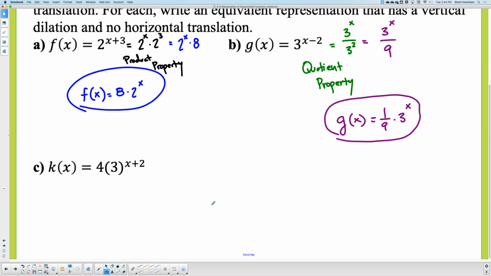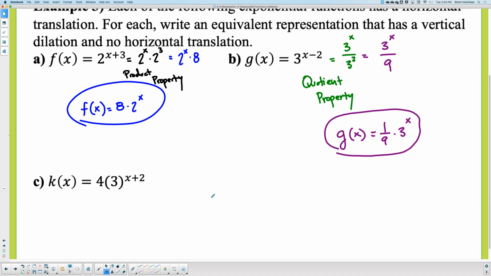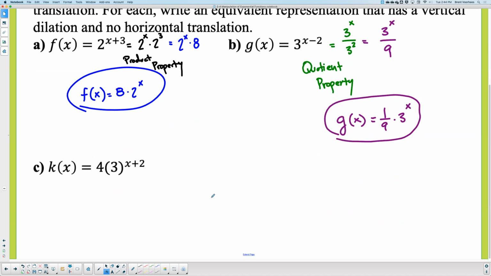Example C here. It says to get rid of the horizontal translation. So what am I getting rid of? Getting rid of the 4 or getting rid of the +2? +2. Getting rid of the +2. How could we rewrite that? Product property, which means it will be 4 times 3 to the power of x times 3 squared. That right there was the product property. Whoops, I don't know what I'm writing. Product property is what that was.